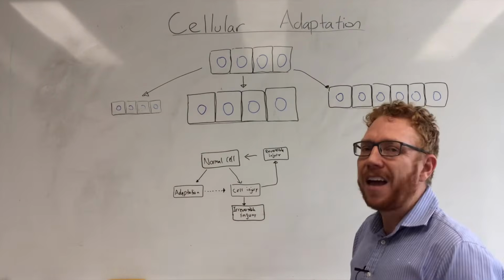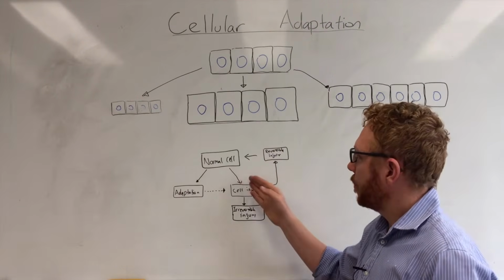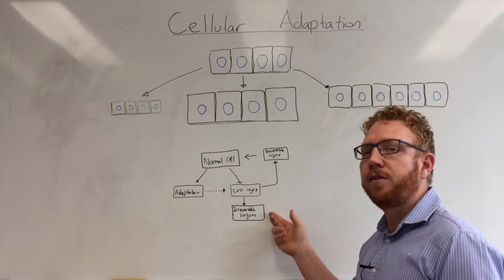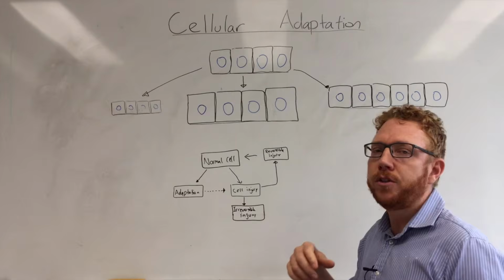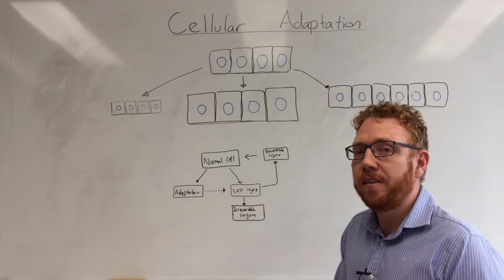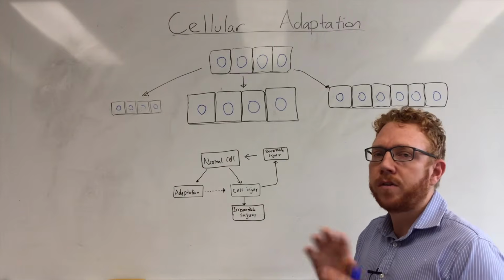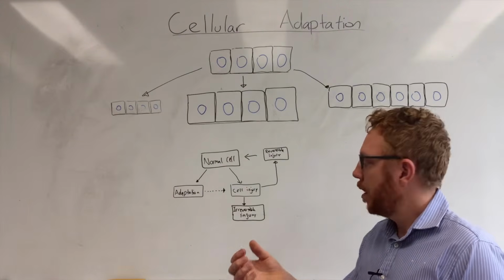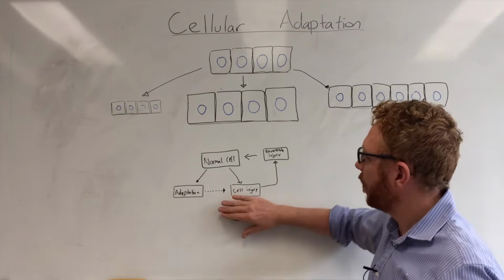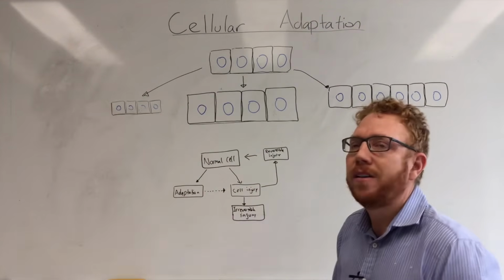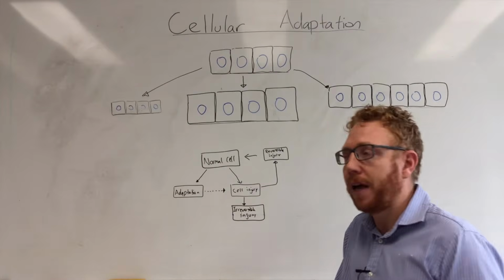But if the cell can't deal with the injury that's placed upon it, it will essentially go into an irreversible state and the cell will die. Now, Mike has done this in a video, and these two types of cell death are known as necrosis and apoptosis. So Mike has done that video, so we're not going to focus too much on that. What we're really going to focus on is how the cell adapts to stresses placed upon it.